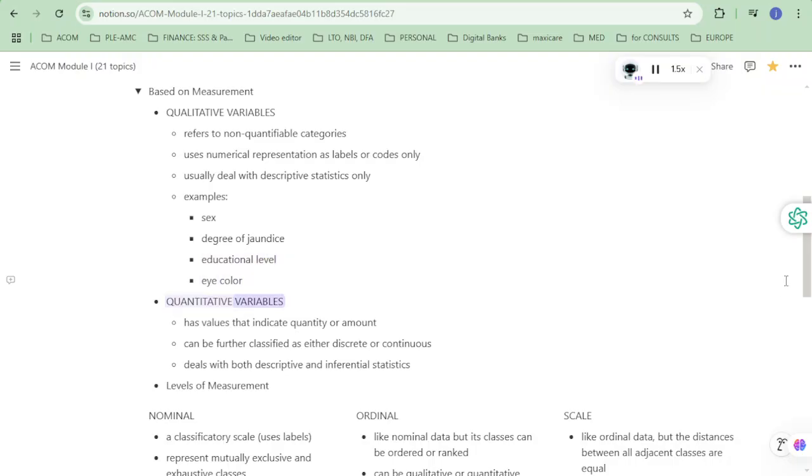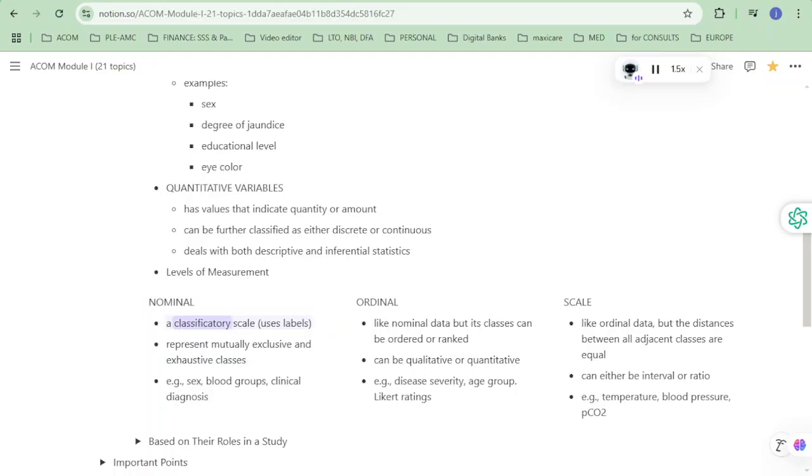Quantitative variables has values that indicate quantity or amount. Can be further classified as either discrete or continuous. Deals with both descriptive and inferential statistics. Levels of measurement. Nominal. A classificatory scale, uses labels. Represent mutually exclusive and exhaustive classes. Example: sex, blood groups, clinical diagnosis.